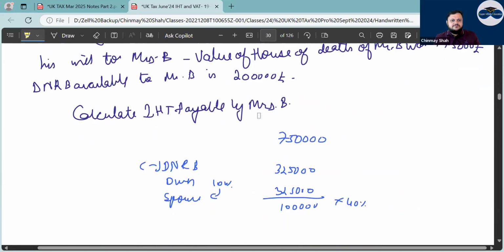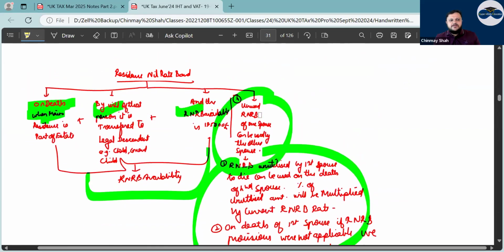Then going ahead, you have a residence nil rate band. It should be given on death when the main residence is part of the estate and by the will of that person it is transferred, because if it is not transferred to a legal descendant, your residence nil rate band will not apply at all. So these three are what? Tell me, conditions. And third is what? RNRB available is 175,000, right? Have a look. RNRB.